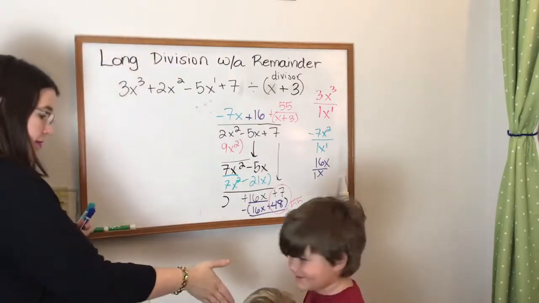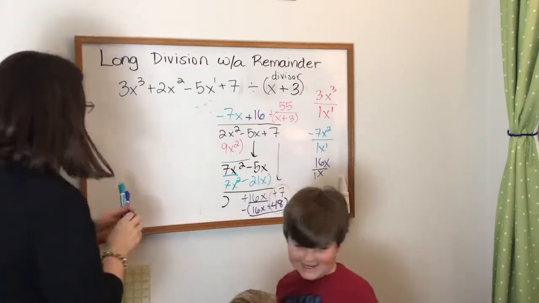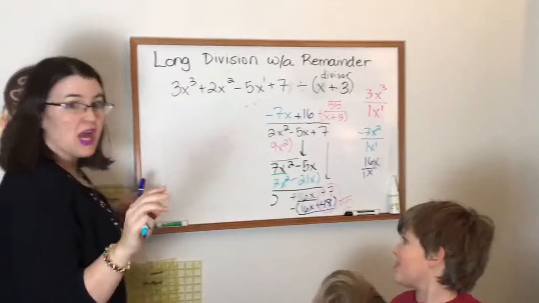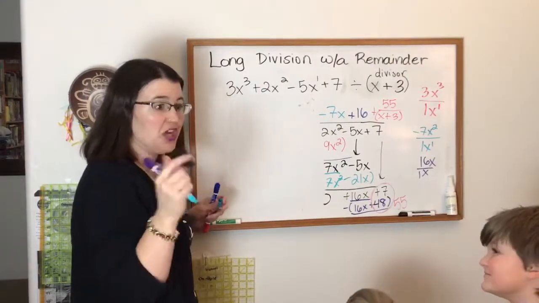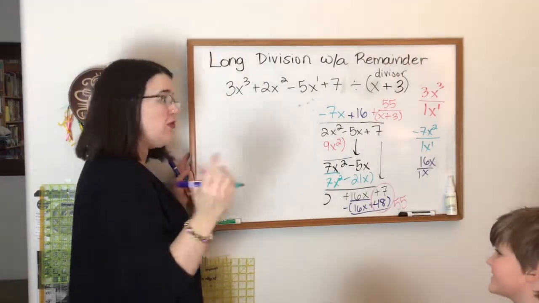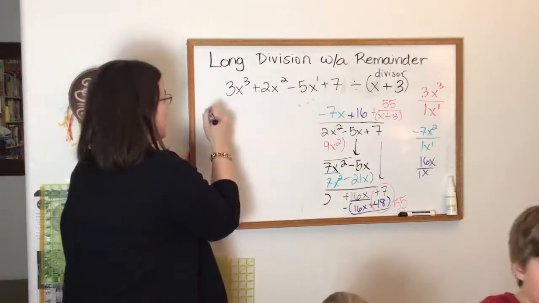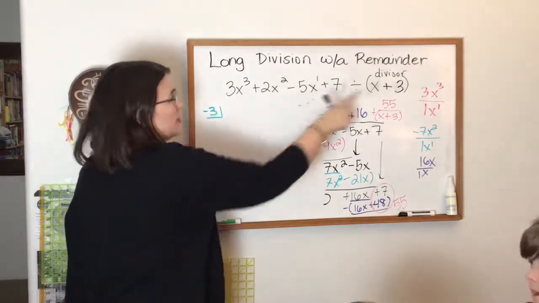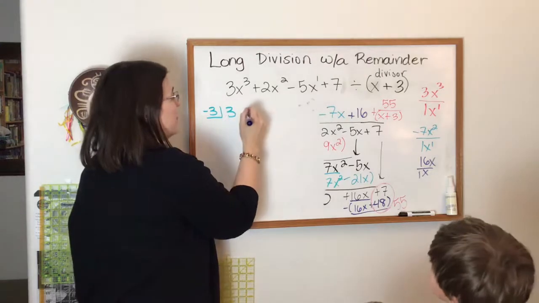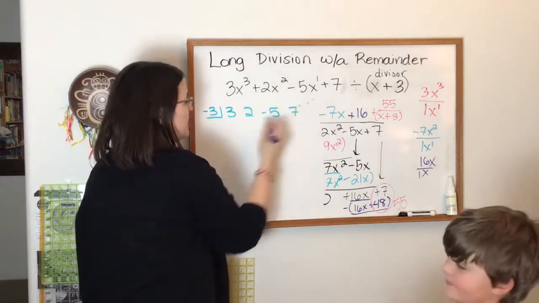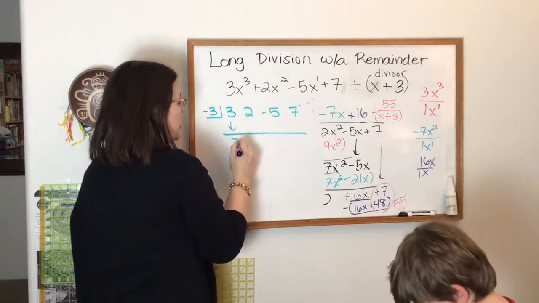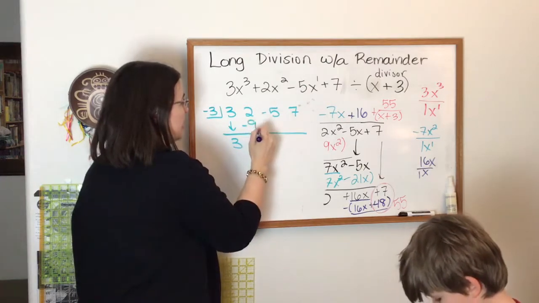Deal? Deal. Okay. So this is not a how-to on synthetic division. This is just checking with synthetic division. I'll do a how-to after this. So my divisor for synthetic division will be a negative 3. Then I've got my coefficients, 3, 2, negative 5, and 7. I'm going to drop my 3. Negative 3 times 3 is negative 9.